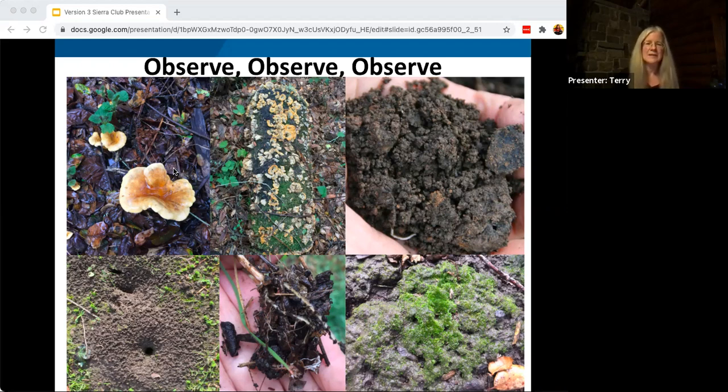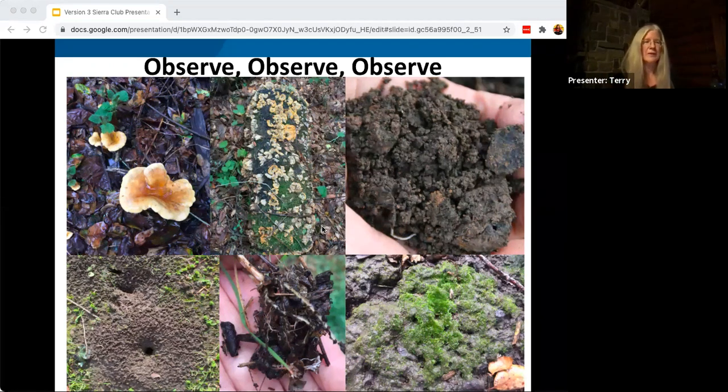The picture next to that is a log, and it is being decomposed by little polypores, turkey tails, and they're going to slowly break that whole log down and turn it into a humusy material. I have sort of a funny story.